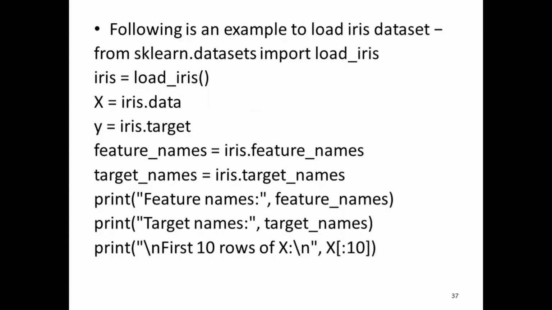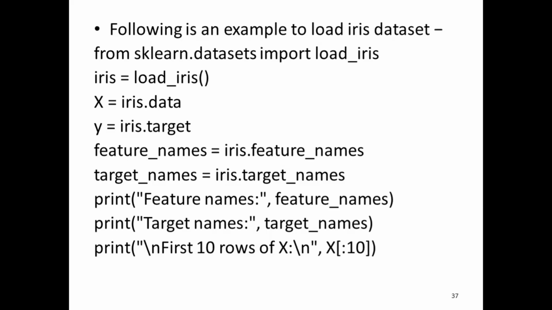How to load the dataset? From sklearn datasets, import load_iris. It is built in, so you can directly use load_iris. Here X is the feature variable and Y is the output variable. That is, the input variable is X and the output variable is Y. So iris.data represents all the features, and iris.target represents the output variable.